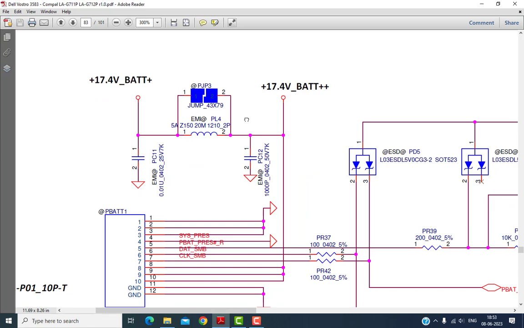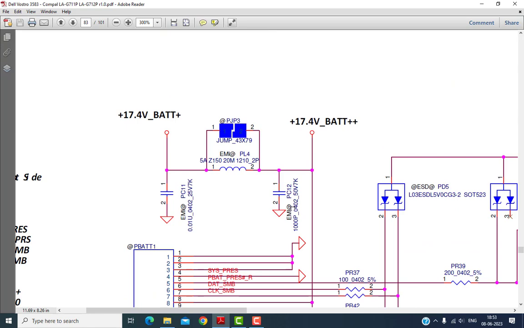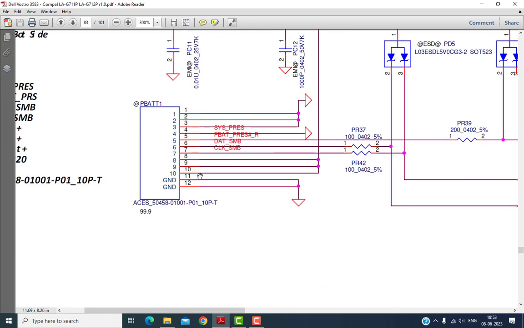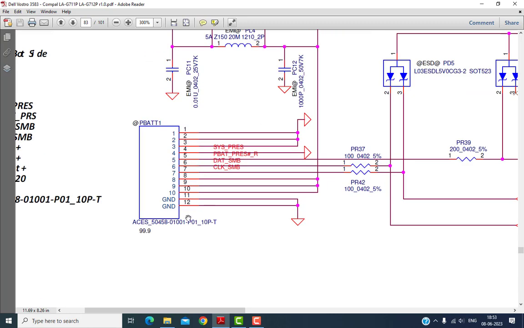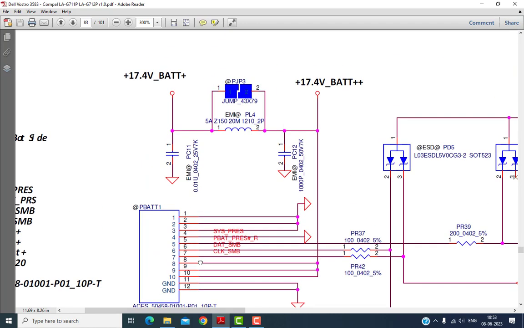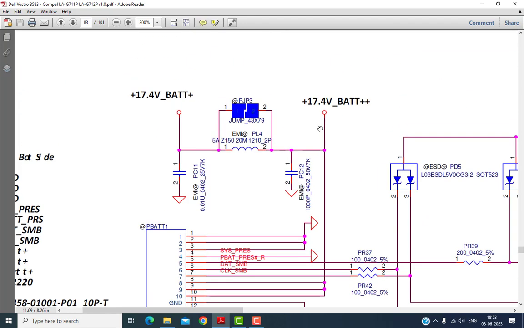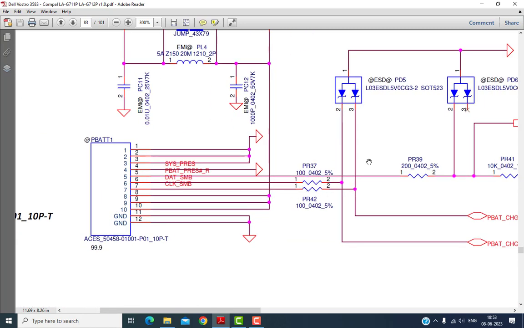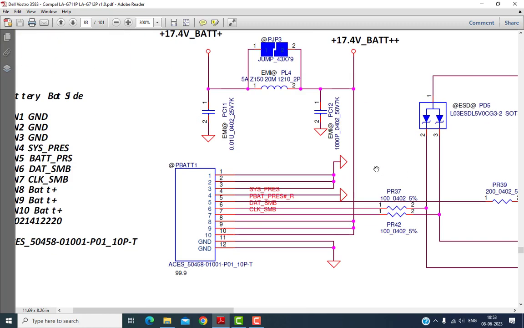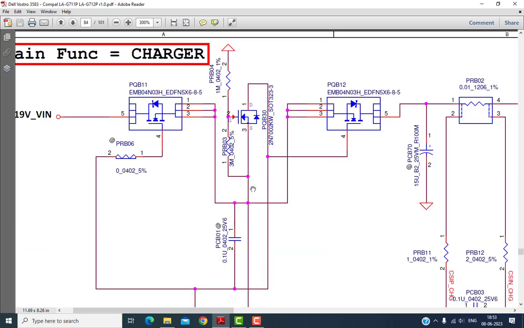We can see the next page is the battery connector. You can see the battery connector here. Pin numbers 1, 2, 3 are ground, the 4th is battery present, then the assembler, and these pins are the positive, 17.4 volt battery voltage. And these are the SM bus. So this is the battery connector. Scroll to the next page.